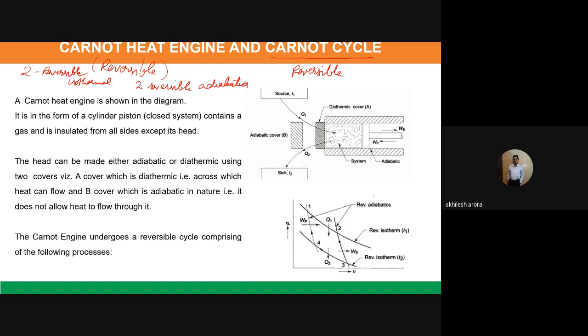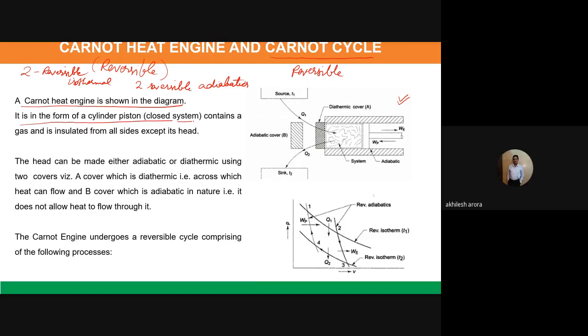So basically, there are four processes. Two are reversible isothermals, and two are reversible adiabatics. A Carnot heat engine is shown in the diagram. So this is the diagram which is shown here. What has been shown here is in the form of a cylinder piston.